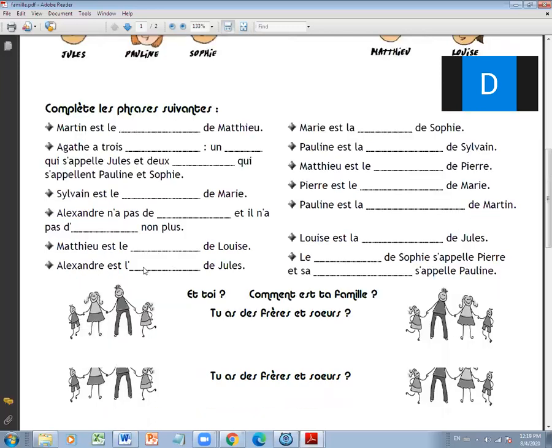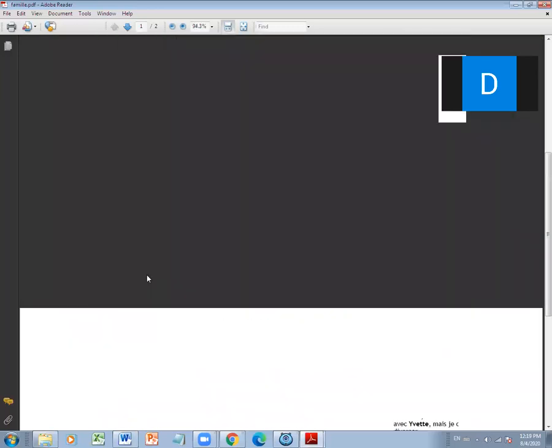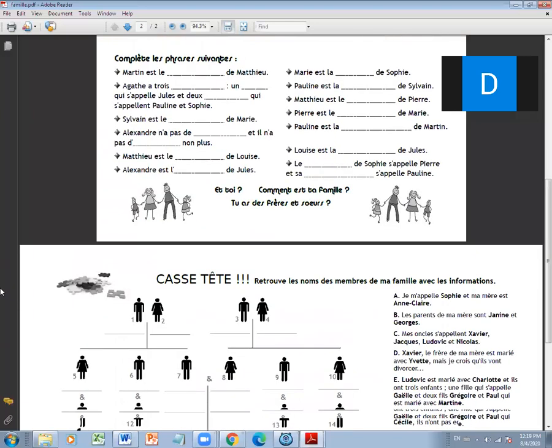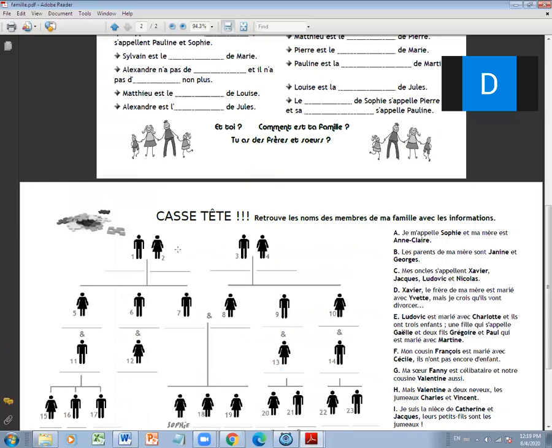So, ladies and gentlemen, that is it for that. So you see, we also have this casse-tête. Casse-tête is to have a headache, or how do you call it in Kiswahili? Yeah, to scratch your head. So scratch your head with this.